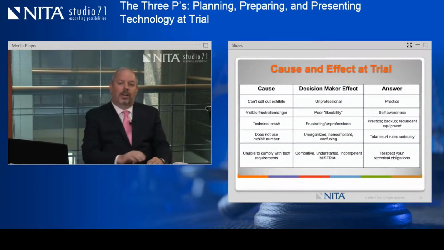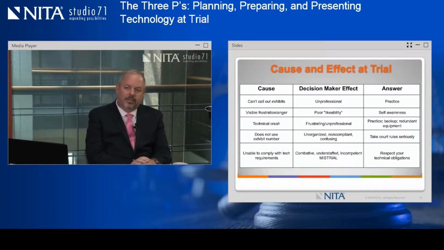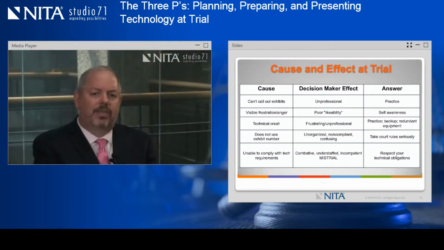Now, next we're going to talk about cause and effect at trial. These are behaviors at trial and their effect on decision makers, along with an answer as to what you need to do. A lot of it comes down to practice and preparation.